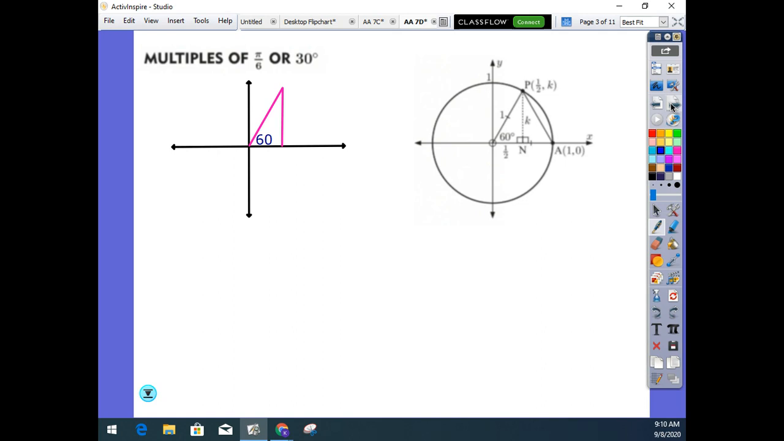All right. So in a 60, here's my right angle. The right angle is always connected to the x-axis. This is 30, so across from 30 is 1. Hypotenuse is always 2, and across from 60 is the square root of 3. In the first quadrant, everything is positive. That's also important to know.